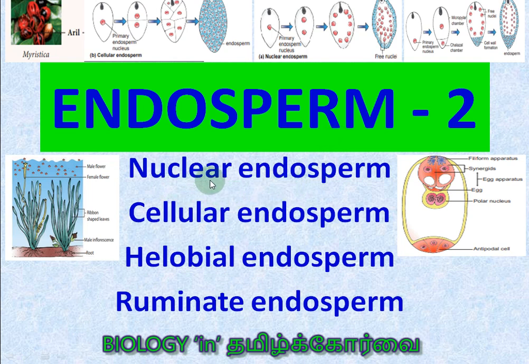First one is nuclear endosperm, we are going to learn. Second one is cellular endosperm. Third one is helobial endosperm. Fourth one is ruminate endosperm. These are the four types we are going to learn.